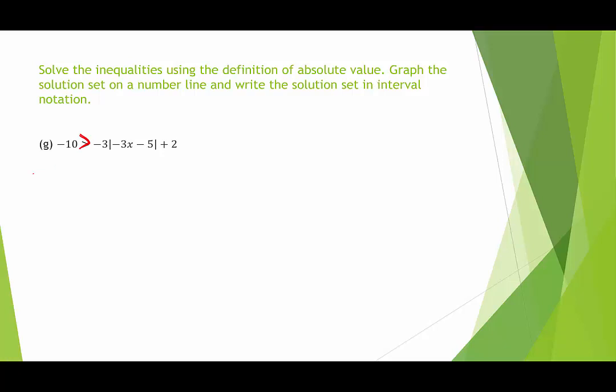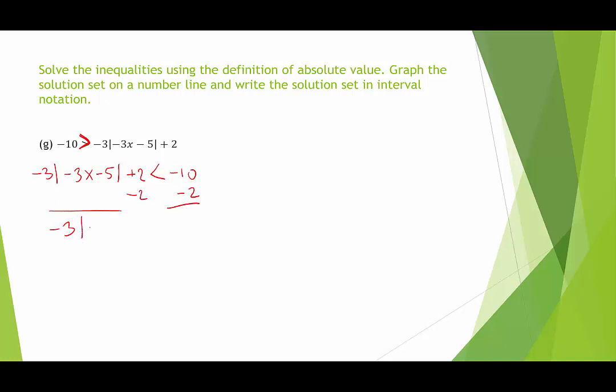So I'm going to rewrite it. The left is now going to be the -3 times the absolute value of -3x minus 5 plus 2. So the entire right-hand side is now the left-hand side. I need to switch the inequality symbol around, is less than -10. Okay, I feel better. Absolute value is on the left. Now we have a few things happening to it. It's being multiplied by something and it's being added to something. First, we're going to undo the addition. So we're going to subtract 2 from both sides.